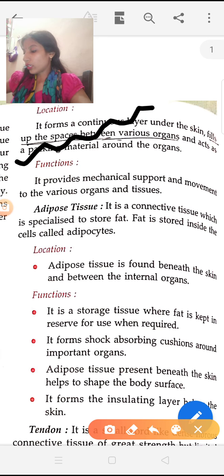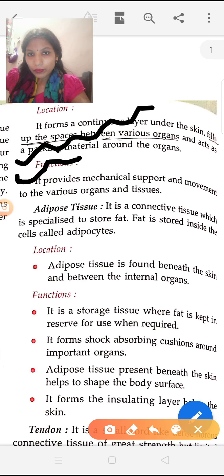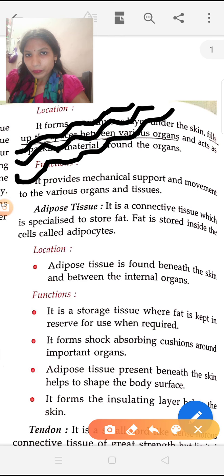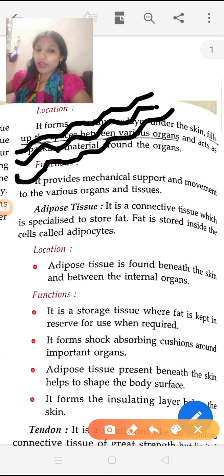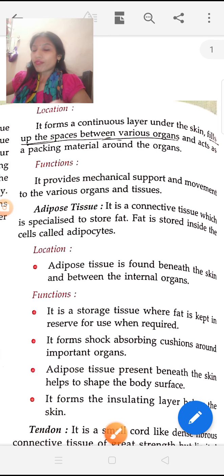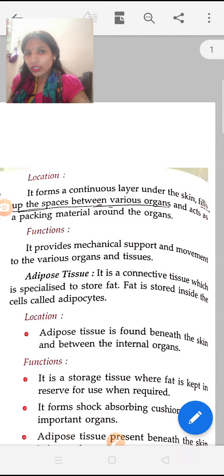And the white fibers are parallel to each other. So here you can see they are unbranched, parallel to each other, and have a wavy structure. They are present in bundles and are known as the collagen fibers. So both types of fibers are present in the areolar connective tissue. So by this diagram you can understand.